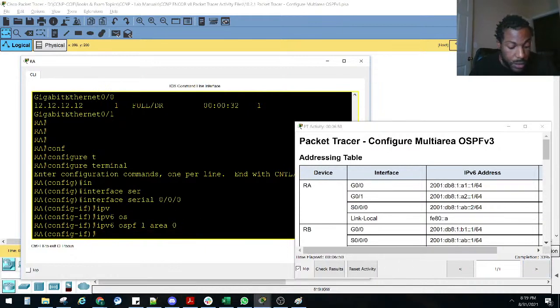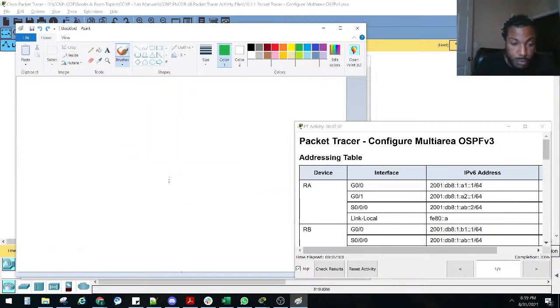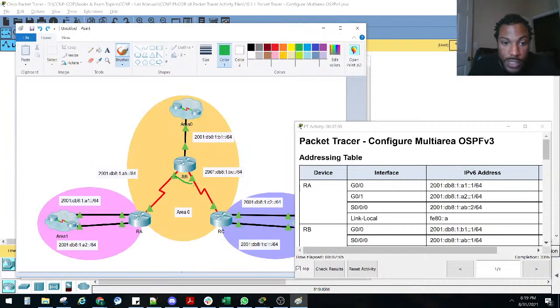We're almost done. I don't think we're going to get a neighbor yet because we didn't set up OSPF on this side yet. So we probably ain't going to have a neighbor yet. Not just yet. So let's go ahead. Let's go to this guy.